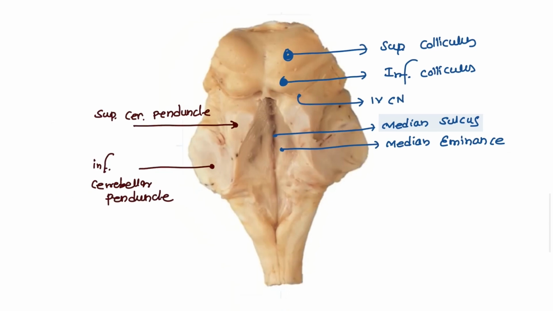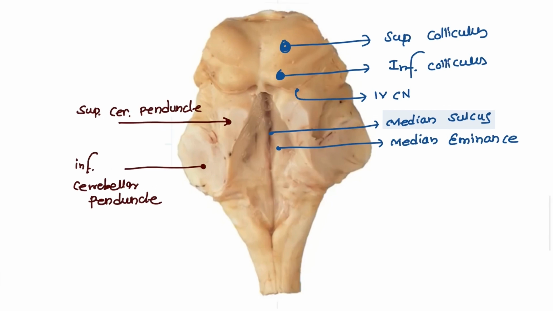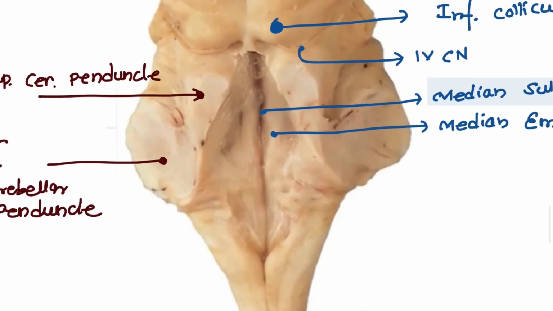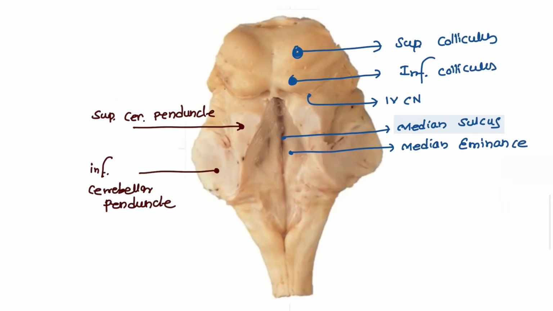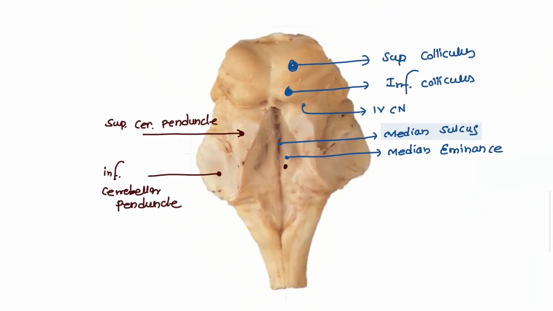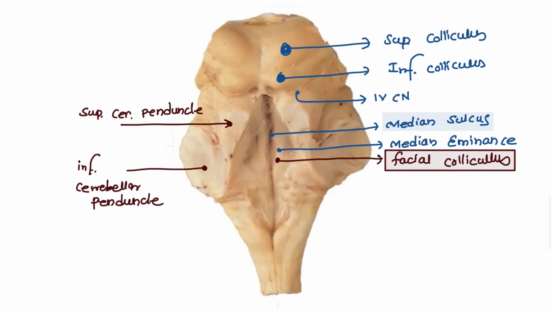Look over here. Can you see a distinct bulge or prominence in the lateral aspect of the pons? Yes, it is the facial colliculus, also associated with the facial nucleus, located in the pons region of the brainstem. It plays a crucial role in controlling the facial muscles and expressions.